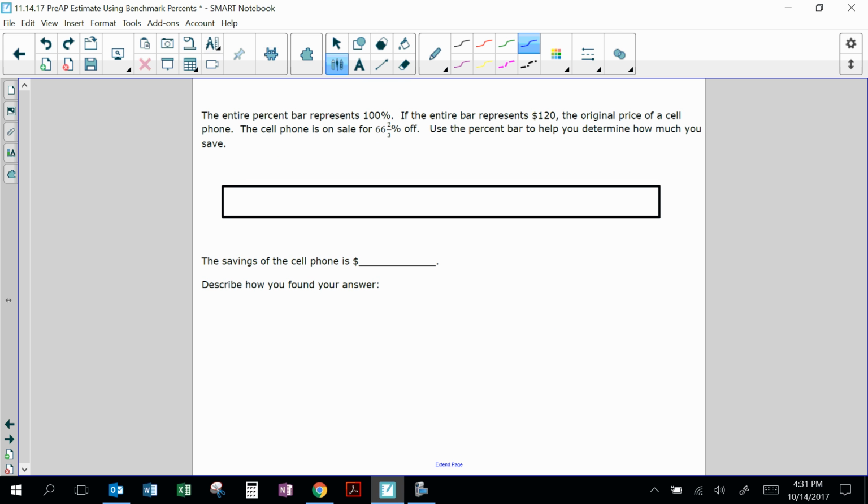This entire bar represents 100%. If the entire bar represents $120 again, the original price of a cell phone, and the cell phone is on sale for 66 and two-thirds percent off, use the percent bar to help you determine how much you save. If this whole thing represents 100%, how many sections should I break this into? Half, that'd be 50, 50, doesn't make sense. Thirds, that'll be 33, 33, 33 and one third. Because remember, 33 plus 33 plus 33 is 99. What are you going to do with the last percent? You have to break it into thirds. Oh, this is 66 and two thirds.